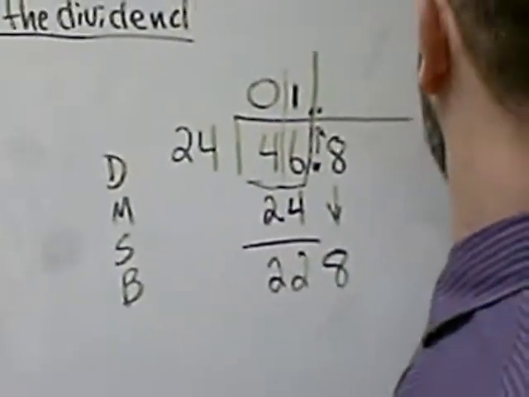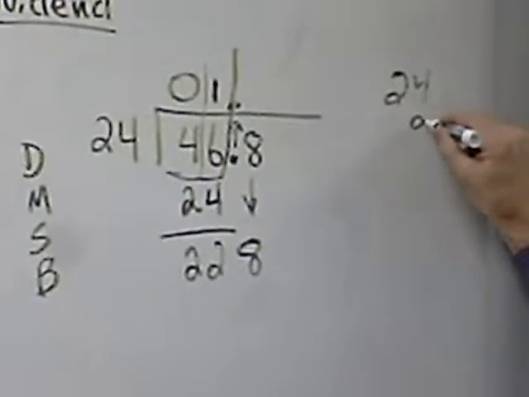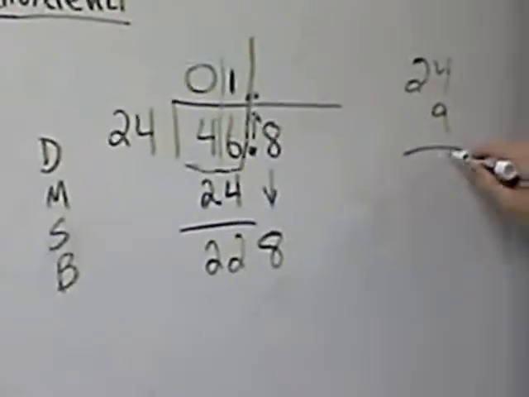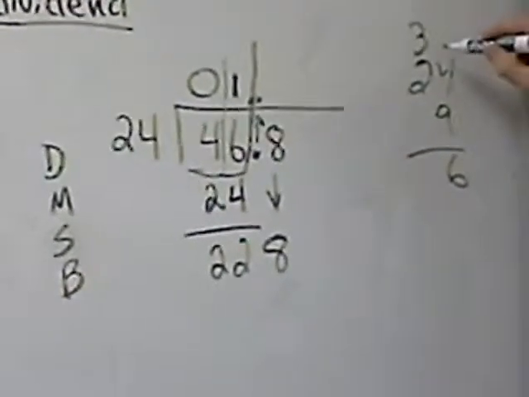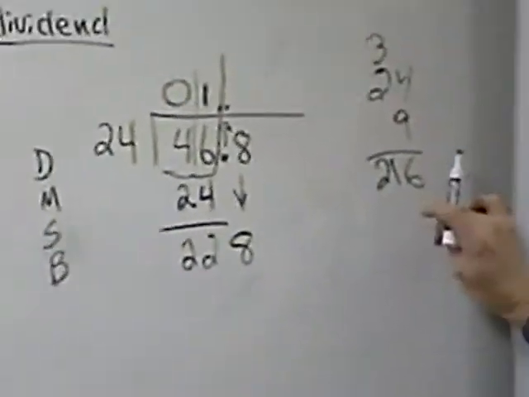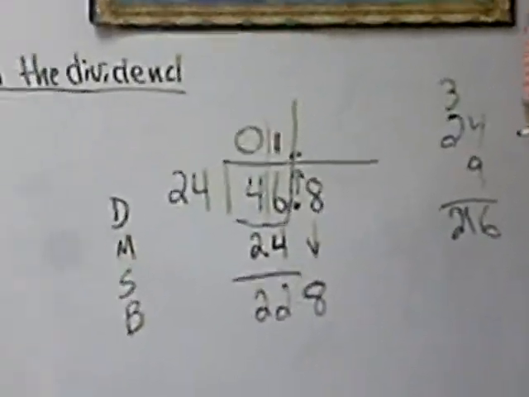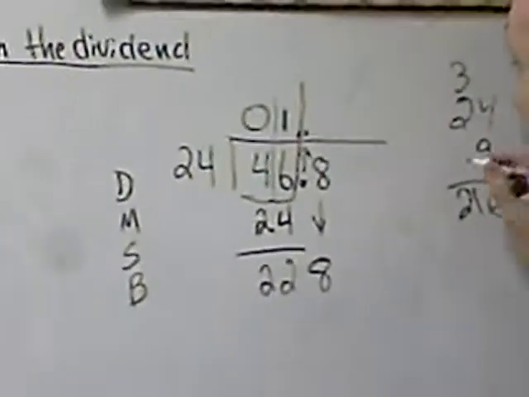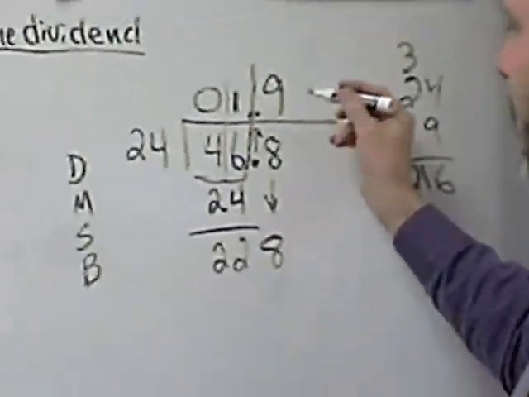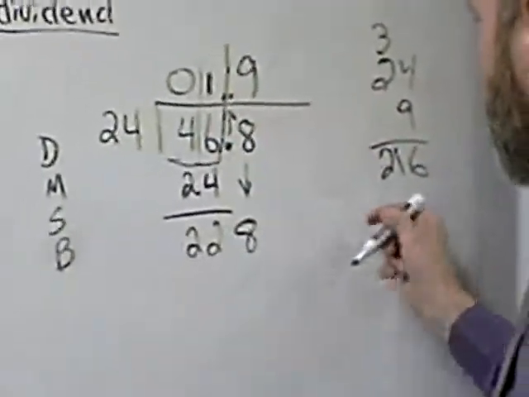How many times? I have to do a little math. I think 9. 24 times 9. So we like seeing your math on the side. 9 times 4 is 36. 9 times 2 is 18, 19, 20, 21. 216. I can't get any closer because 10 times 24 would be 240. So I know 9. That's okay. So I know 9 times 24 is 216.